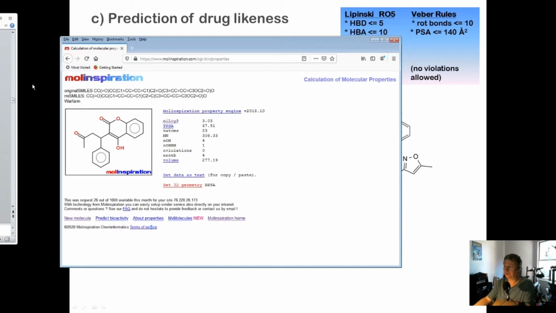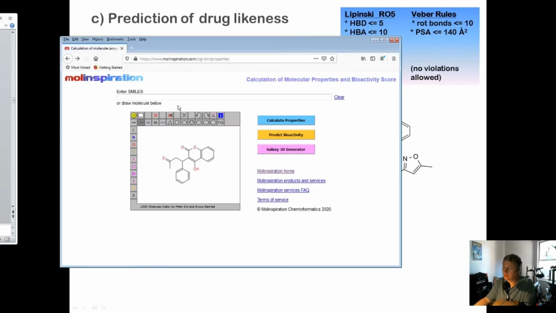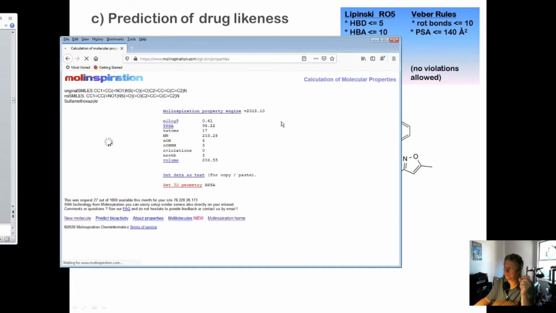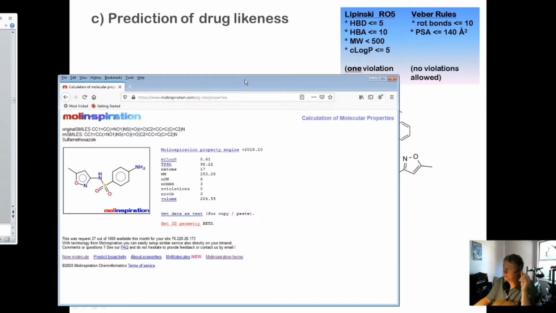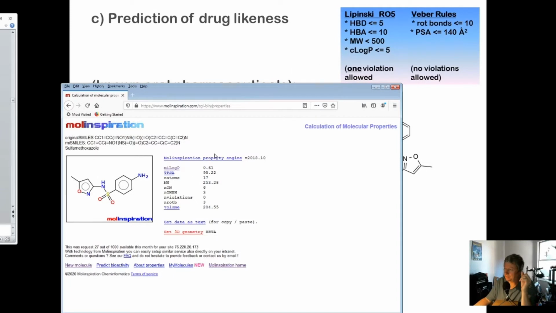And to paste a new drug, I'll just go back. Paste. Get rid of the leading spaces. Okay, calculate properties. Okay, so here's this sulfa drug, an antibiotic. All right, let's check Lipinski first.